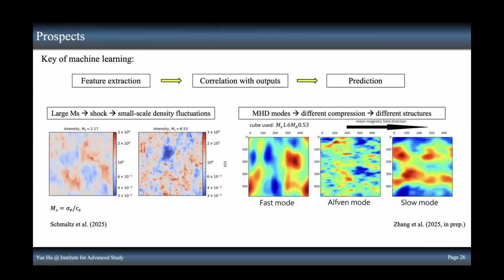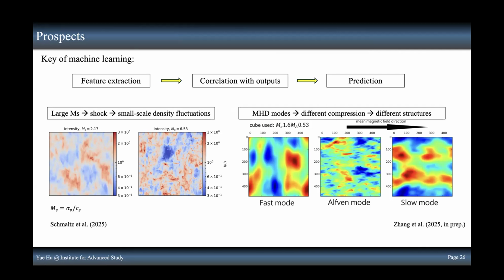Okay, so this is the last slide, and I think the potential of the machine learning approach is very huge. The key for the machine learning approach is that it is capable of extracting features from just a 2D image, and it can find a correlation with some physical quantities, like magnetic field or turbulent properties like the compressibility, and give the prediction.